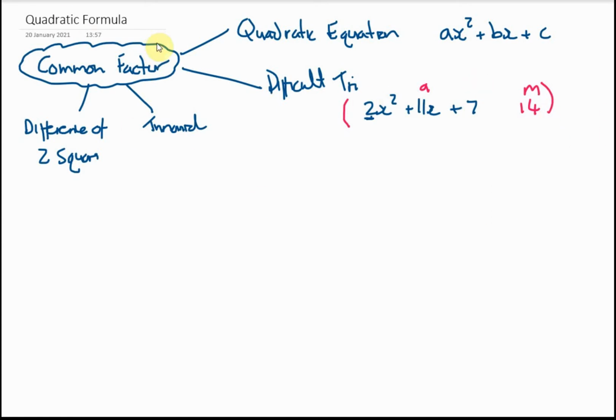Our standard trinomials, something like x squared plus 2x plus 4, where we're looking for factors that add to give us 2 and multiply to give us 4. Yeah, we can do that. Difference of two squares is in the form a squared minus b squared, where our answer is going to be a minus b and a plus b. So those are our different types of factorizing, and it all starts with looking for a common factor.